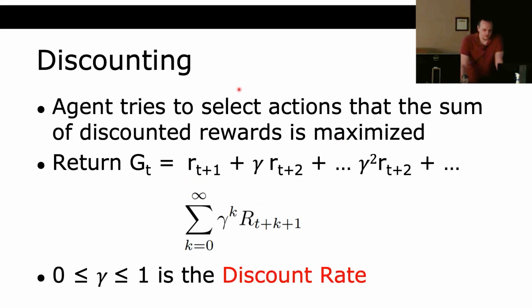So discounting: the agent is trying to select actions so that the sum of discounted rewards is maximized. If you look at this formula, k equal to 0. What's anything to the power of 0? 1, right? So this summation typed out term by term is this up here. This is the return.